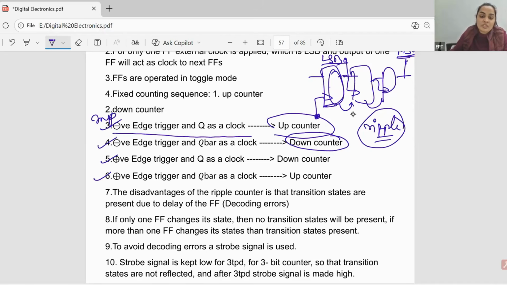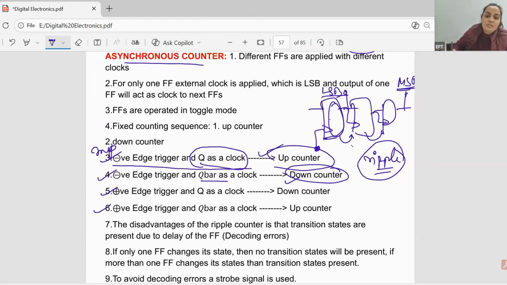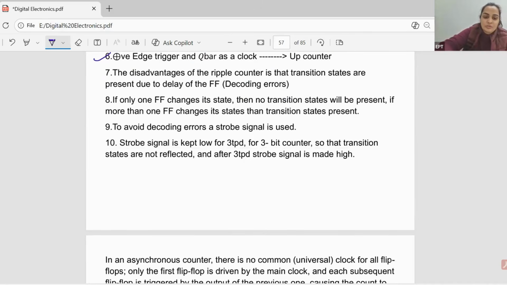If it is a negative edge triggered flip flop, right? So if your Q is given as the clock signal, then it will be an up counter. If Q bar is given, then it is going to be a down counter. Like this you can solve it, right? And flip flops are always operated in the toggle mode. Okay, these are the few important points. You can go through these points.